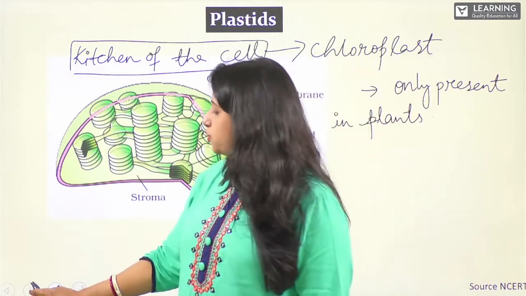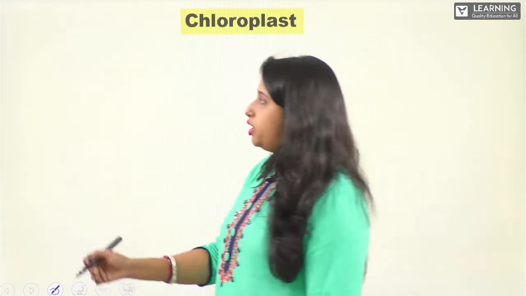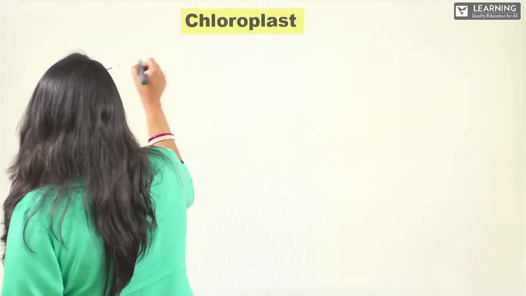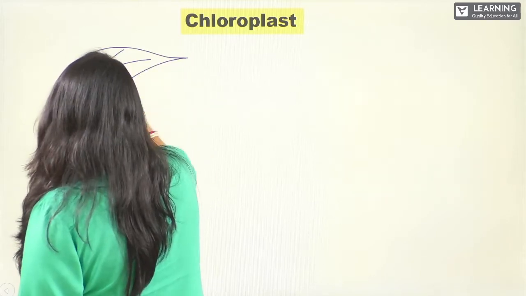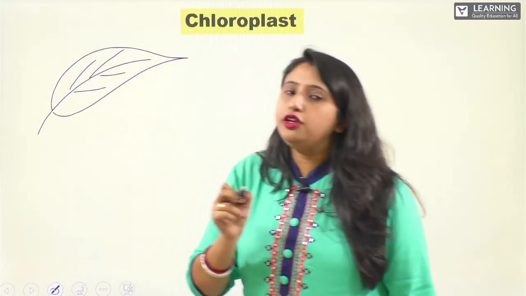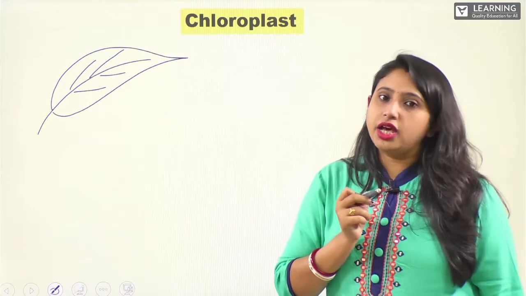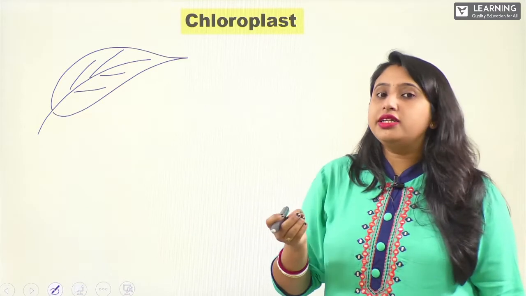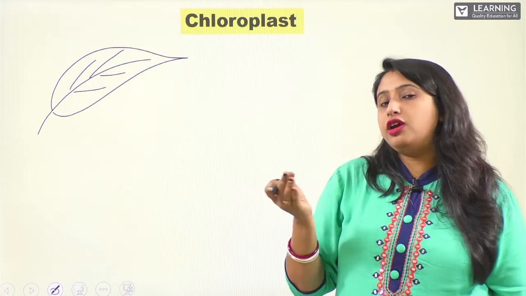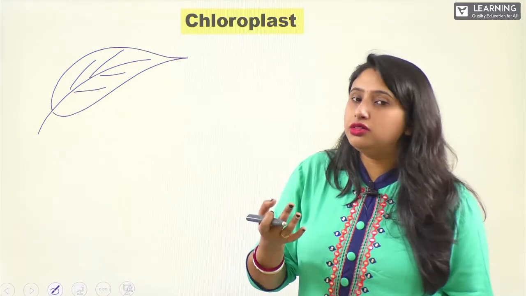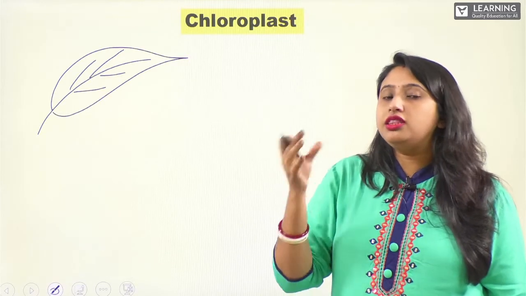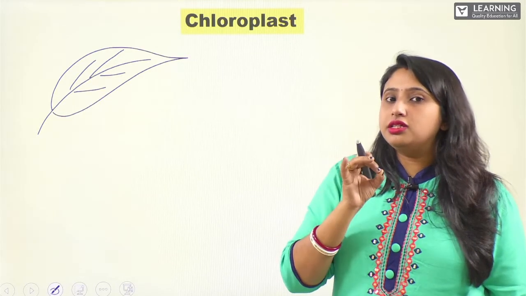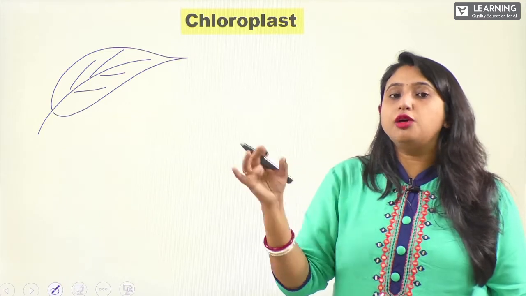So let us see the structure of the chloroplast. Where is the chloroplast present? In the mesophyll cells of the leaves. If this is a leaf, you know that in the leaves there are various types of cells like the mesophyll cells and palisade cells, right? You have learned this in chapter number 6, Anatomy of the leaf. There you have seen that the leaves contain various cells, that is the mesophyll cells and the palisade cells.